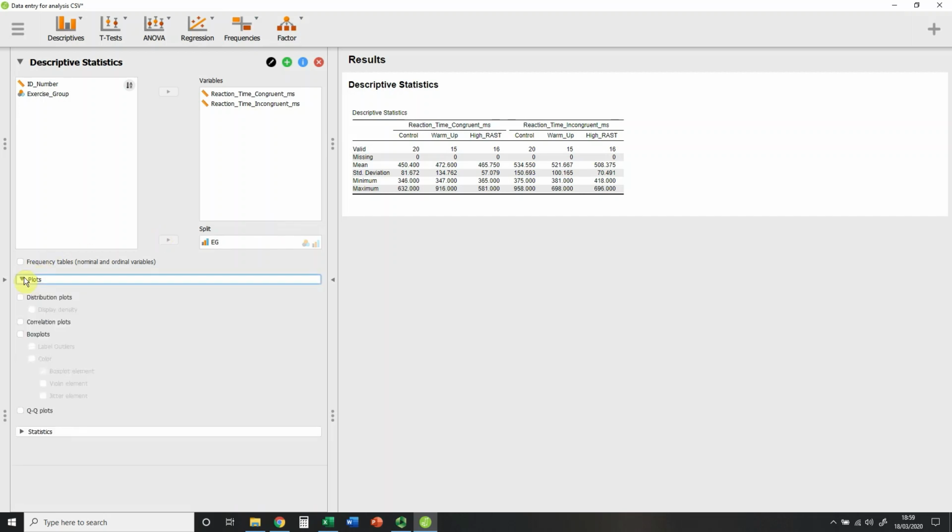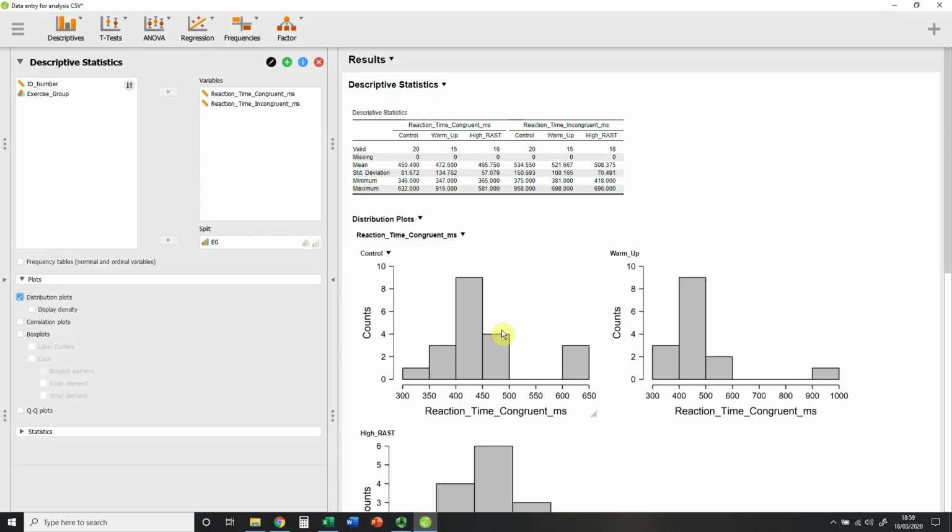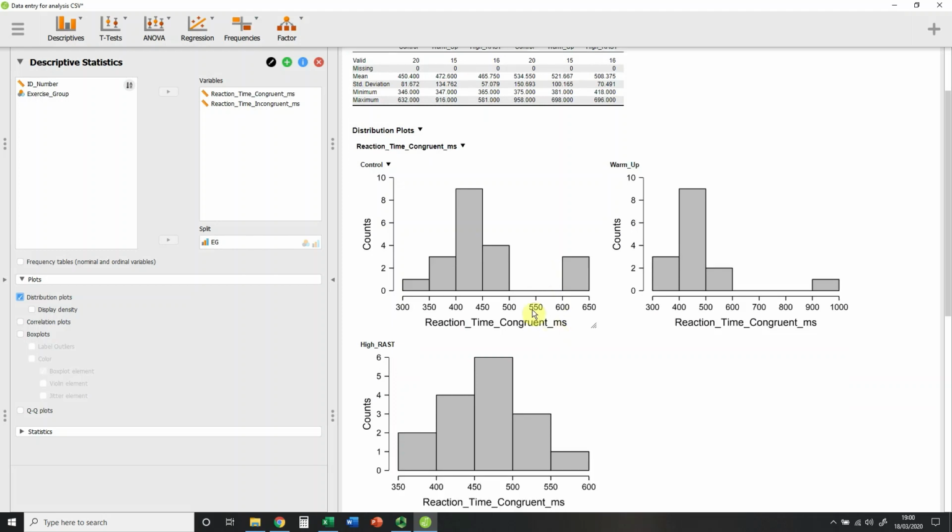In terms of adding some graphs, if I click on distribution plots, we get the histograms. Again, it's a case of looking at the overall shape. In this particular graph, it looks like there's a tail out to the right hand side, which indicates some positive skewness, and even worse on this particular graph.